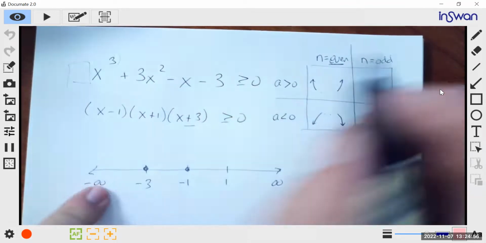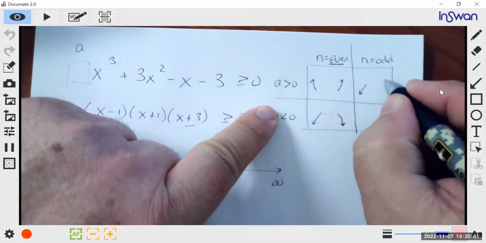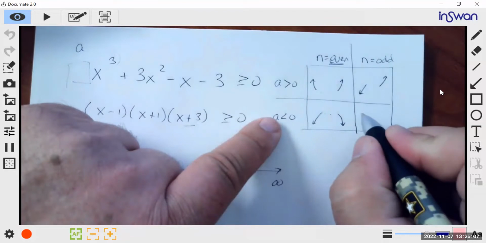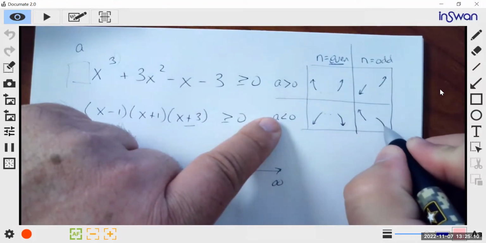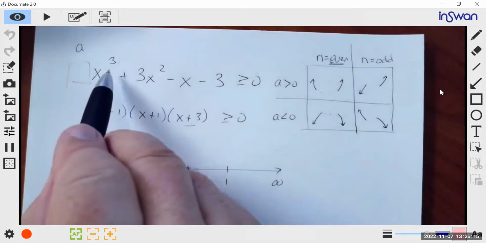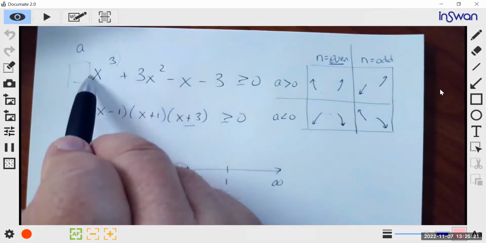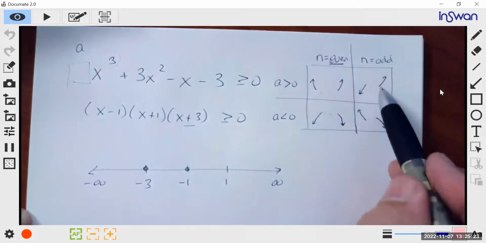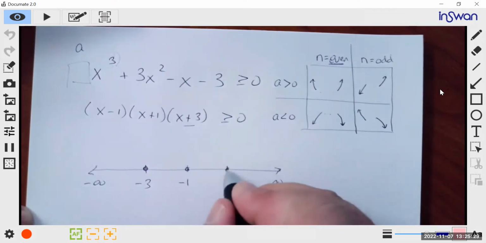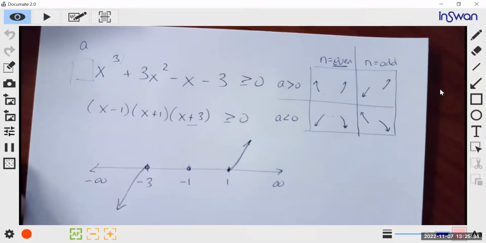If the leading coefficient, this is A right here, is positive, then the left side goes down, the right side goes up. And if A is negative, left side goes up, right side goes down. So in our example, we have degree 3. So n is odd, A is positive, odd and positive. So we know that the end behavior, what we know for sure, is both ends point different directions.